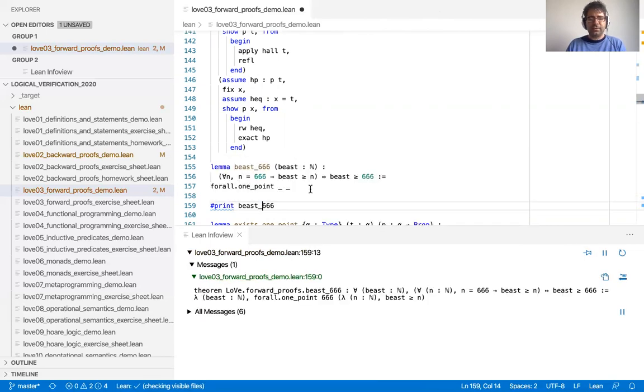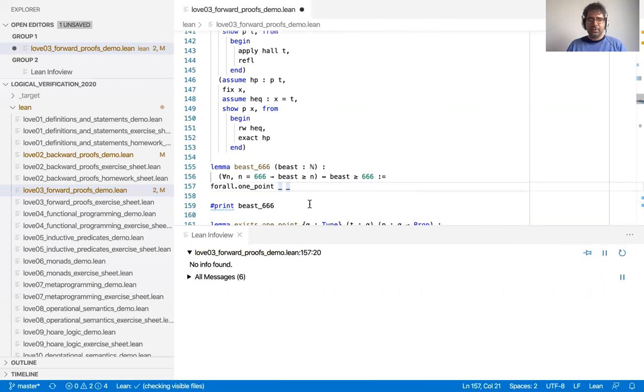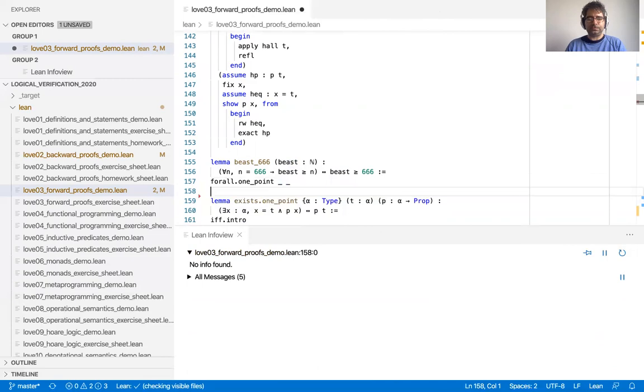So Lean has a unification procedure. You know, it's kind of a matching procedure, matching the lemma against its use. It's strong enough here to compute the right predicate and see that this is a fit.